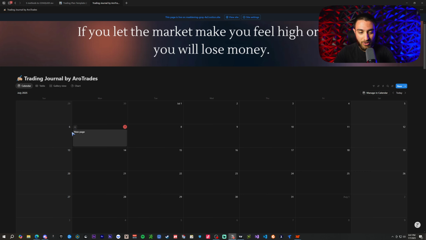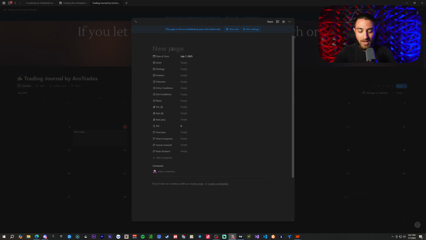Every time you take a trade, you're going to press this plus button, add a new page, and document, for example, NQ, what's today? 7/7/25, for example. And you're going to put all the details, like what is the asset, the strategy, position, outcome, entry, exit, was there news, PNL, risking points, and then here's the most important part for journaling.